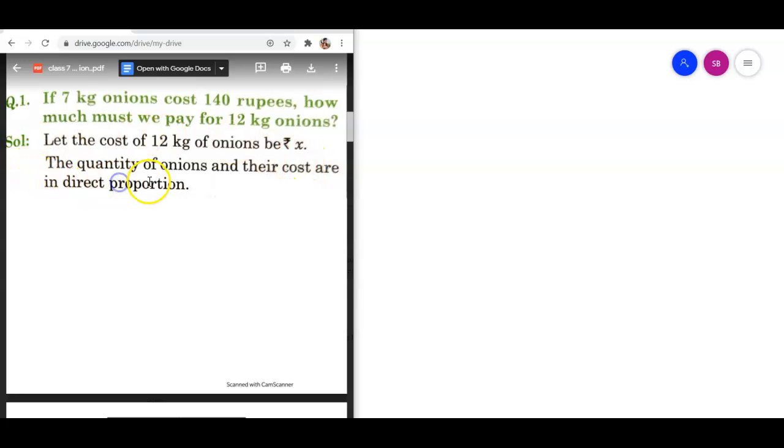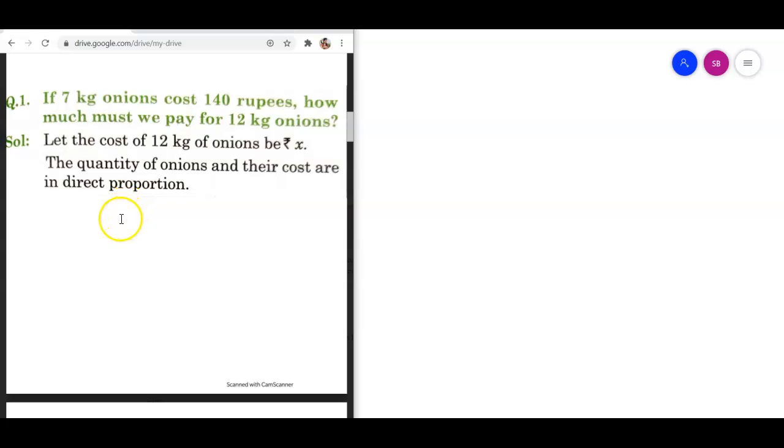Now the quantity of onions, see, this line is very much important. The quantity of onions and their cost, right? First, what is given to us? The quantity of onion is given to us and then the cost is given to us. So the first thing is quantity, the second one is cost. The quantity of onions and their cost are in direct proportion.